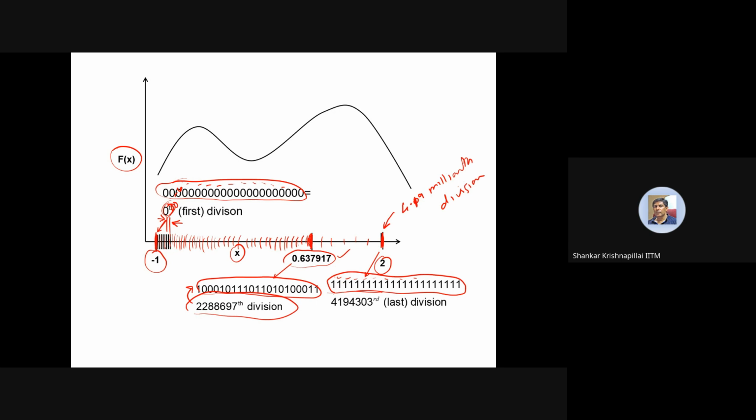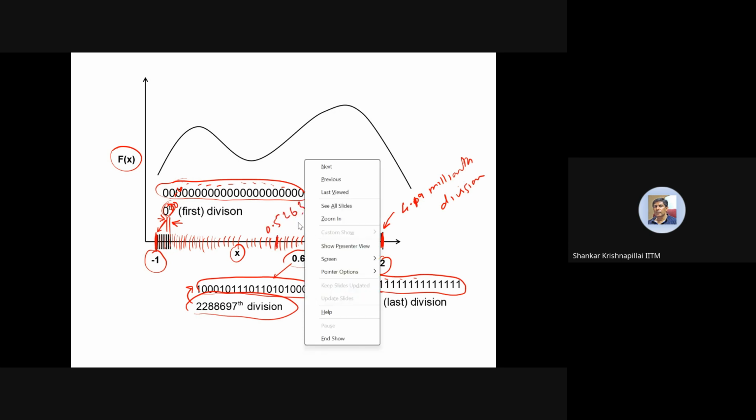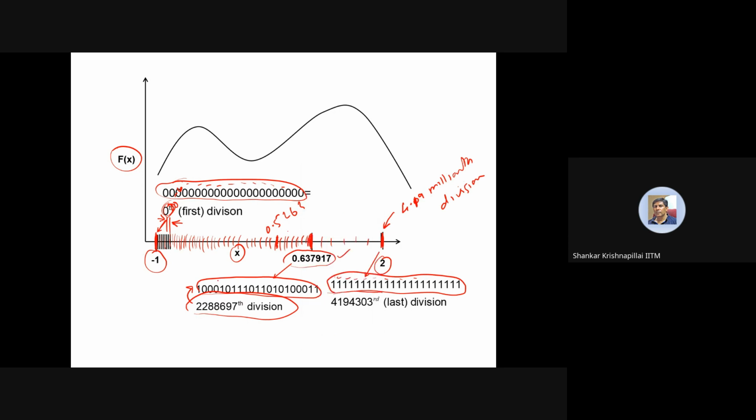So every number here, like say 0.5263, can be converted into a bit string like this by calculating the integer division at this number. What I want to say is that every number here can be converted into an integer bit string. Every x coordinate can be converted into a 22-digit integer bit string.